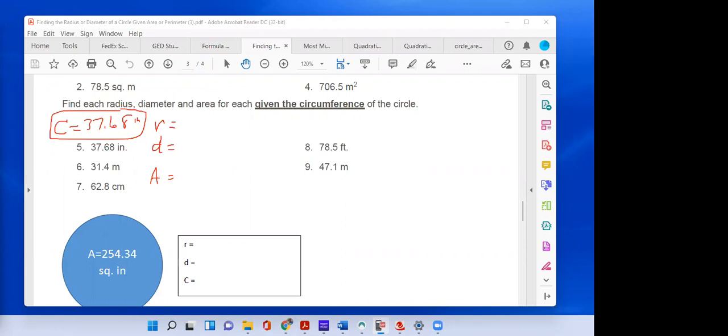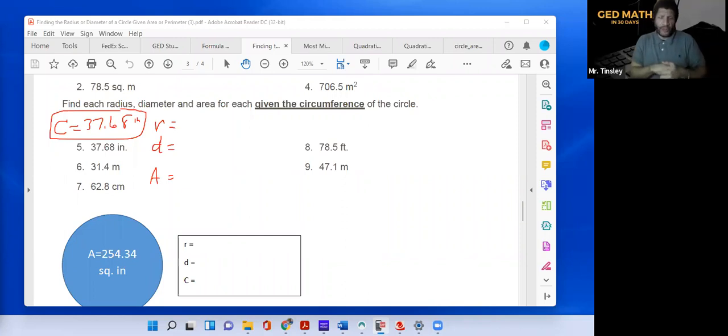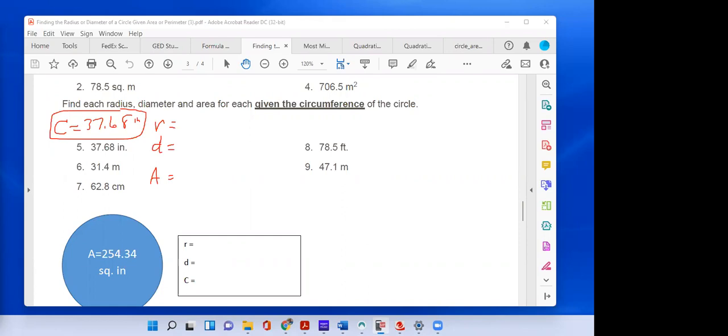Okay. Alex, radius correct, diameter correct. I don't see where you gave me the area. I'm sending you mine now. Okay. I think it's right there.